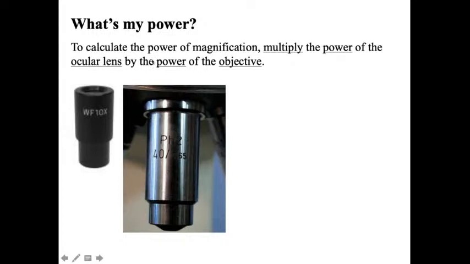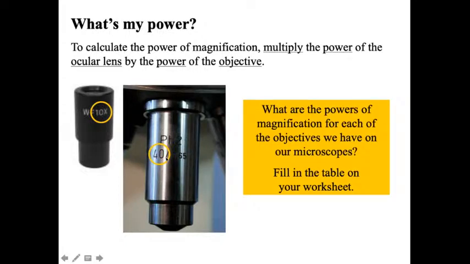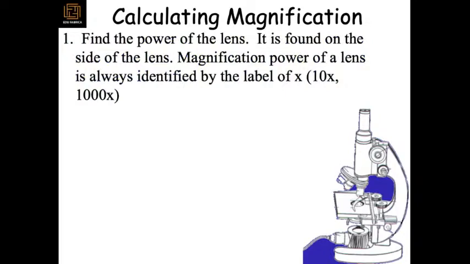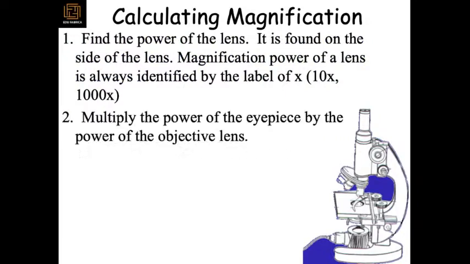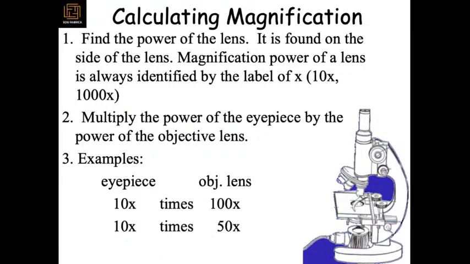To calculate the power of magnification, multiply the power of the ocular lens by the power of the objective. For example, if the eyepiece is 10x and the objective is 40x, multiply the eyepiece power with the objective power. So if the eyepiece is 10x and the objective is 100x, your magnification will be 1000x. Like this.